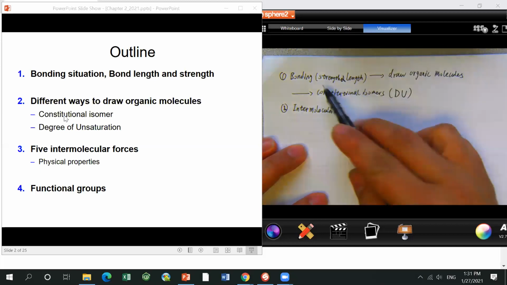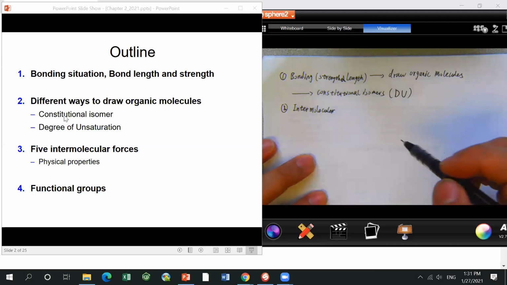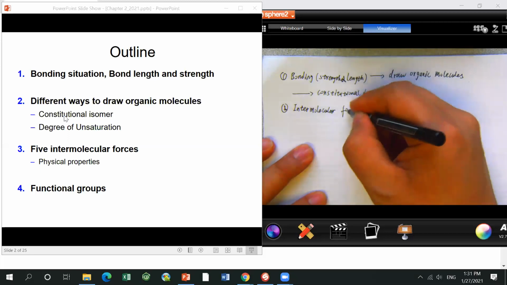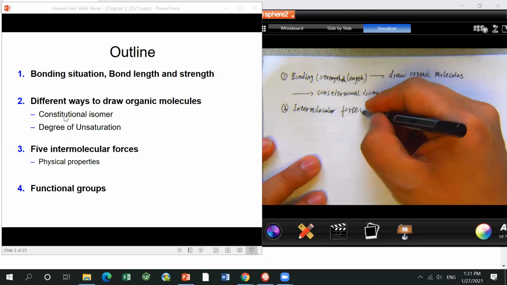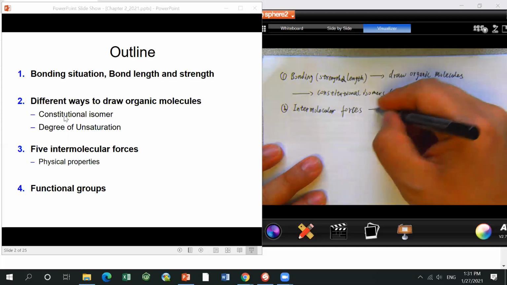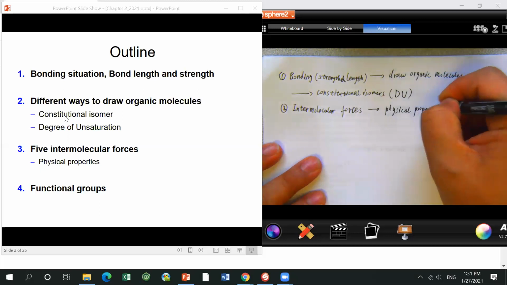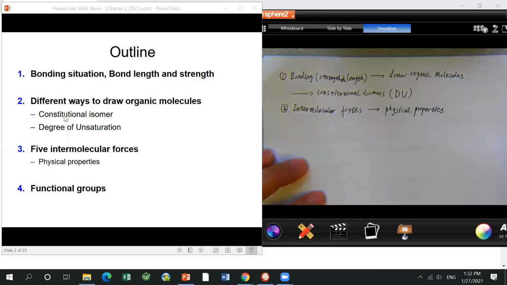So we will learn bond strength and bond length, and this is the bonding block. Next is intermolecular force, which actually relates to the first block. Based on intermolecular force, we can learn the physical properties of molecules, for example melting point and boiling point. Those are determined by intermolecular force. Ionic compounds normally have ionic interactions, a higher intermolecular force, so a higher melting point and higher boiling point.